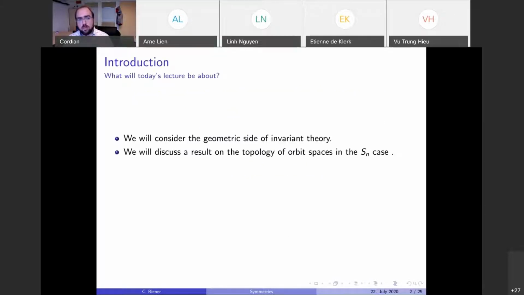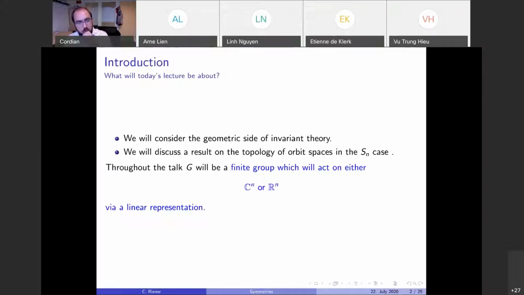On the one hand, I want to talk today about the geometric side of invariant theory, namely what I call the orbit spaces. And on the other hand, at the end of the lecture, I want to present some, I think, cool results on the topology of these orbit spaces, again in the very special case of the symmetric group that we have been looking at in the previous lectures, also as a toy example.